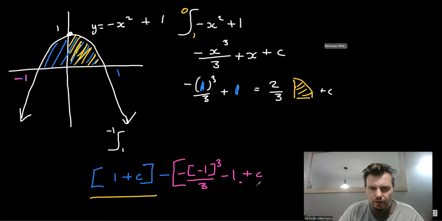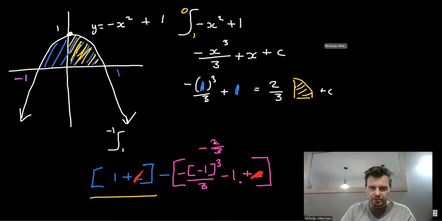Let's see. Okay, so again, we notice the c's go away. So that's why definite integral is handy. Now, minus 1 cubed is minus 1. Minus a minus is a plus. So we end up getting a third minus 1, which is minus a third. Minus, hang on, we get a third here. Minus 1 is minus 2/3. So this pink bit is minus 2/3. You can check it on your calculator.